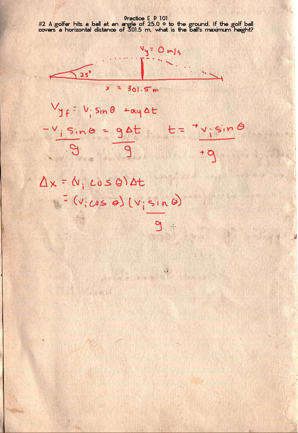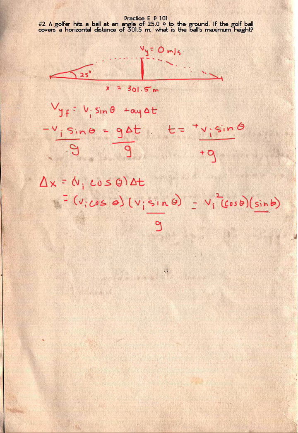Okay, so now let's kind of simplify this. If I multiply all this out, I'm going to have that x is equal to VI squared. See that? VI times VI. And then cosine theta times sine theta.